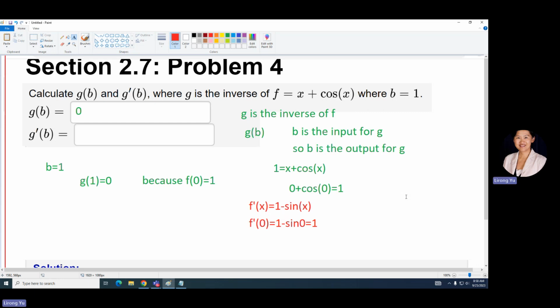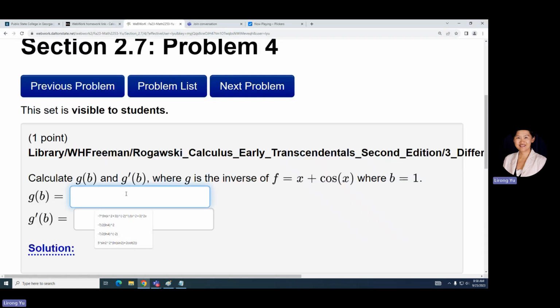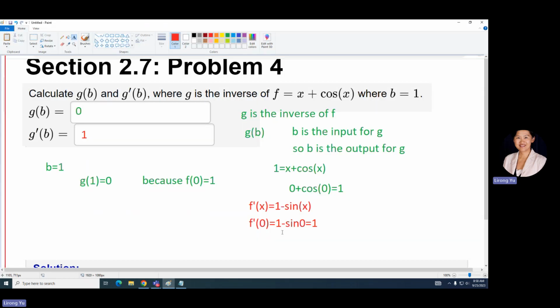That's the derivative. Then we find the reciprocal. The reciprocal here is 1 over 1, and the reciprocal of 1 is still 1. So the answer for the second part is 1. The answer to this question is 0 and 1. Now, if you want a better understanding of it, you can also graph the function and then we can see how it relates.